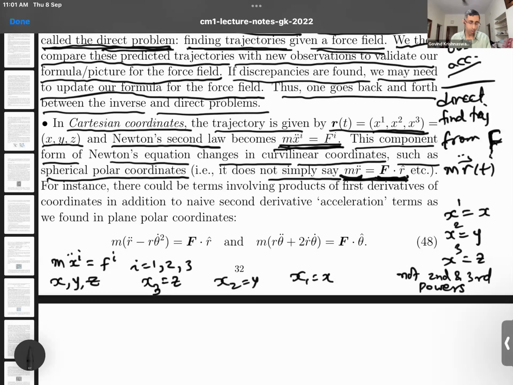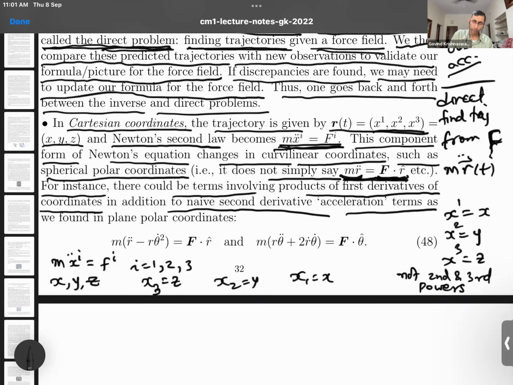In a sense, we already know this. So let me just recall what that is. For instance, there could be terms involving products of first derivatives of the coordinates in addition to the naive second derivative acceleration terms, as we already found in plane polar coordinates. So let's go back and recall what we found in plane polar coordinates.